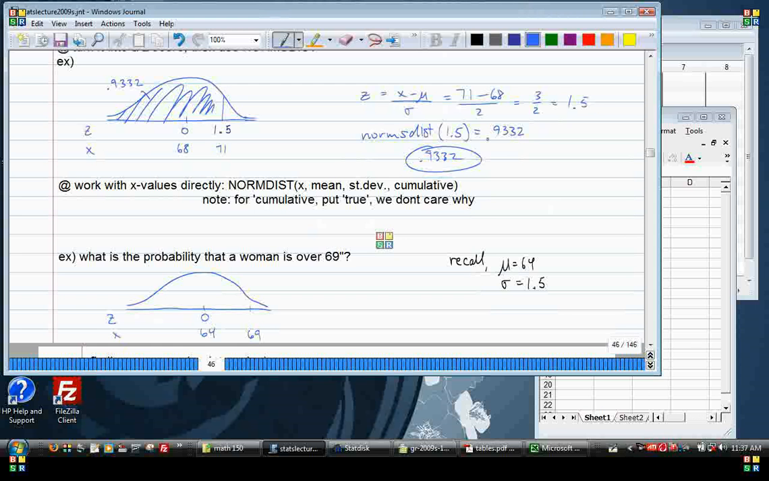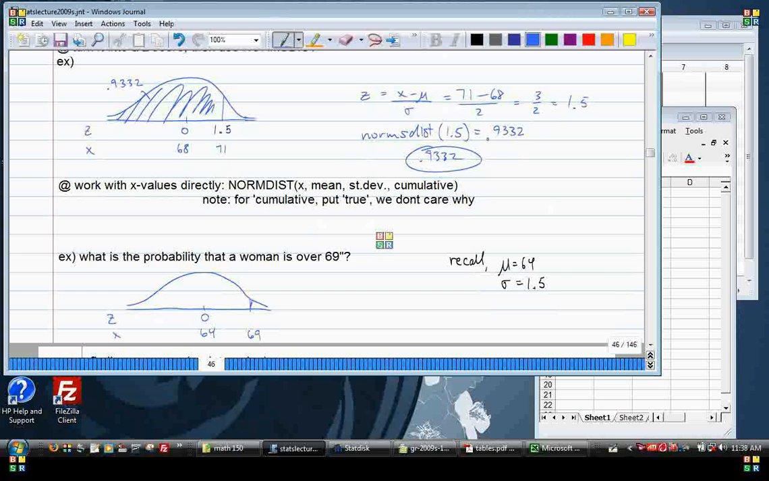Okay. Do we know it? No, then we can't mark it off yet. But what should we mark off on the picture? We marked off 69 and then do what? Shade which way? To the right. There you go.